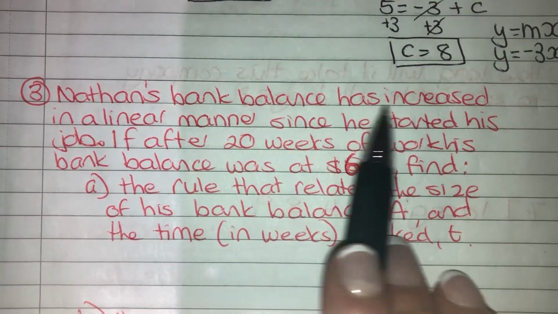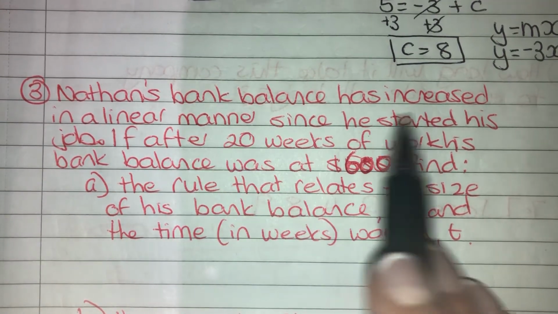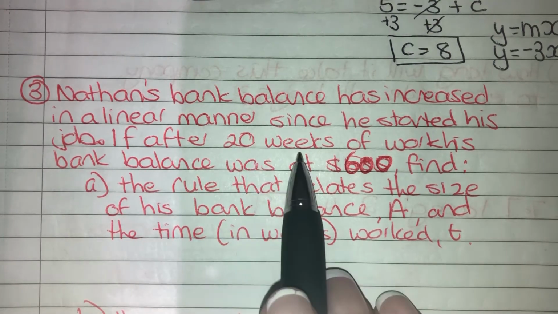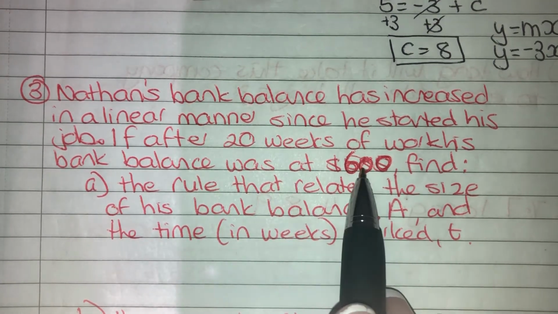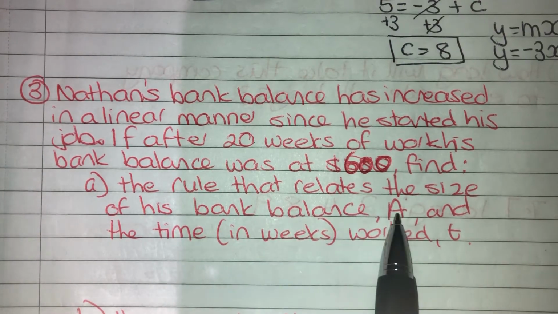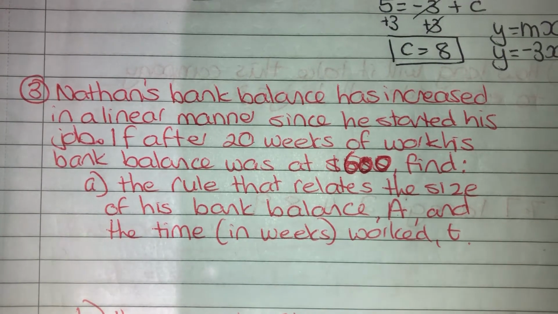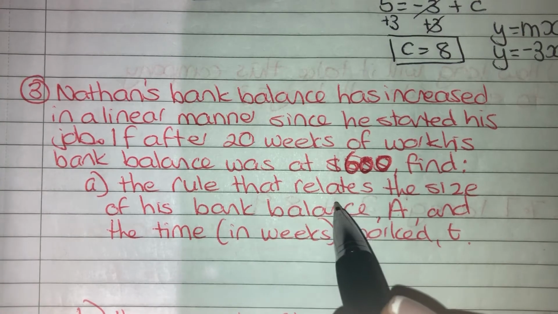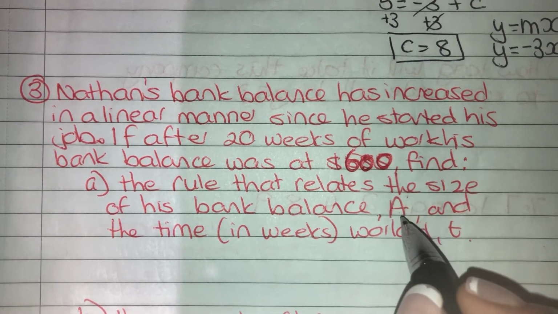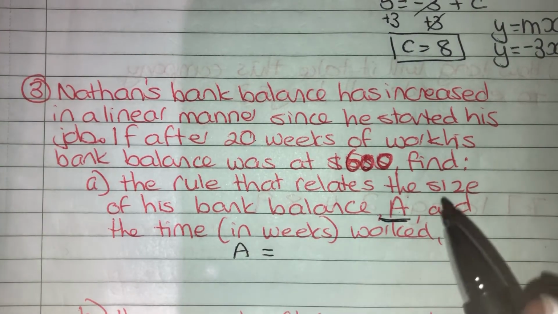All right, Nathan's bank balance has increased in a linear manner. Don't worry about what that means, except that it's a straight line, since he started his job. If after 20 weeks of work his bank balance was $600, find the rule that relates the size of his bank balance, A, and the time in weeks that he worked. All right, so first of all, we're going, what? I don't know what you're talking about. The first bit, the thing that says relates the size of his bank balance, A, to something else, means that our equation is going to be A equals something.